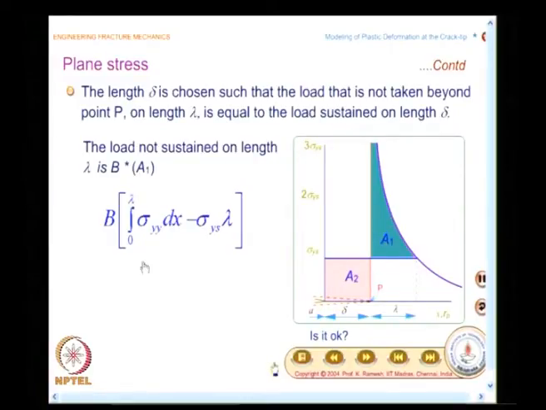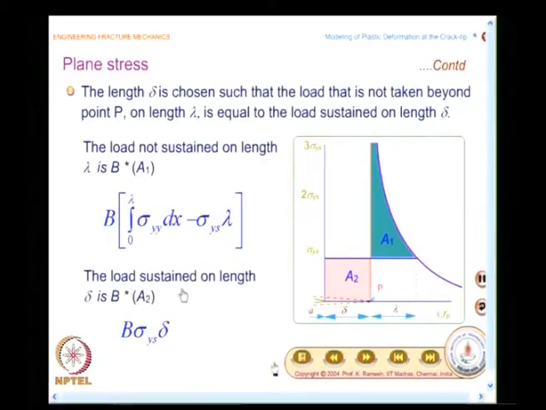So, we have an expression for A1, and the load sustained on length delta is B times the area A2. So, I have this as B times sigma ys multiplied by delta.